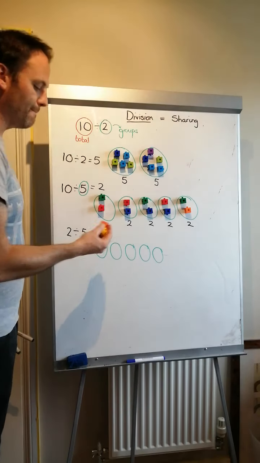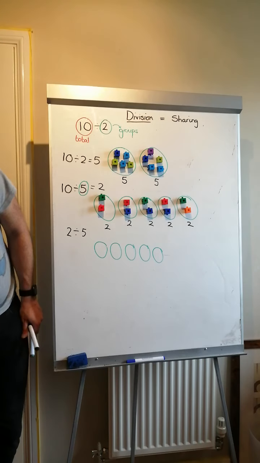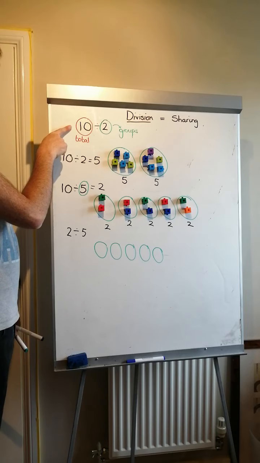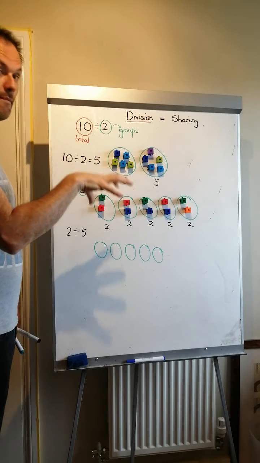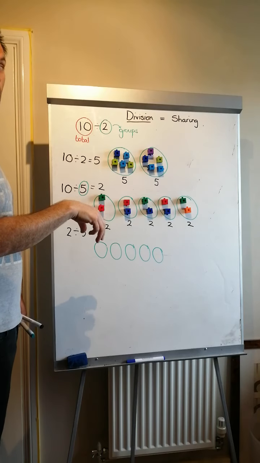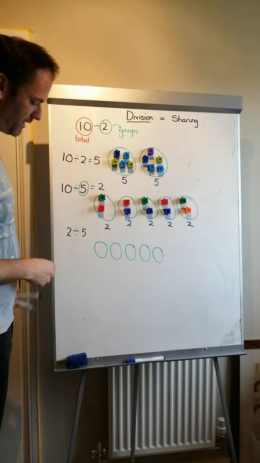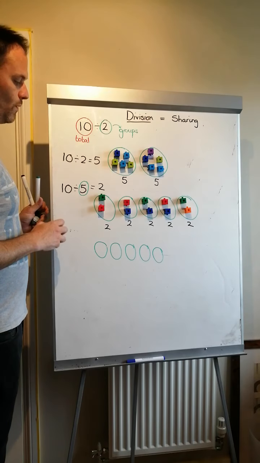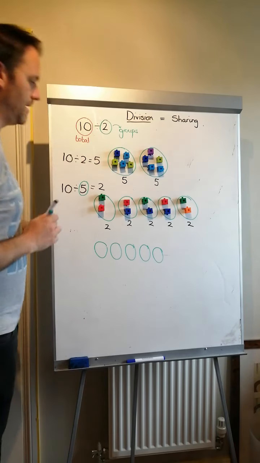So you've got to remember that when it comes to division, the biggest number is your total, because you're always starting off with the biggest number and you're sharing them out. If you start off with a smaller number and try and get a bigger number, that's not going to work. So it has to be your total. That first number always has to be the biggest number.